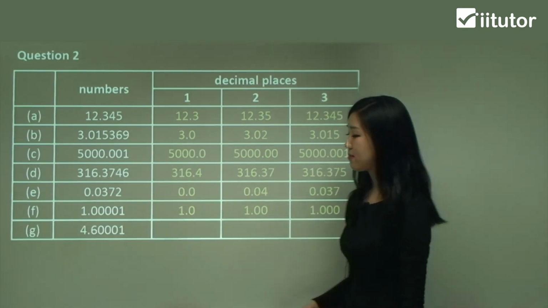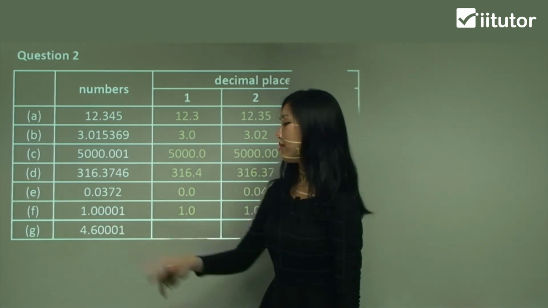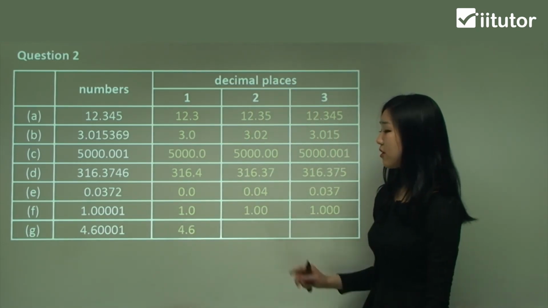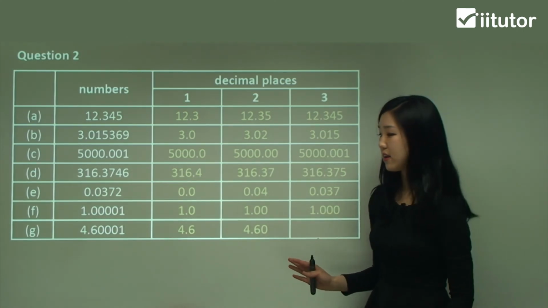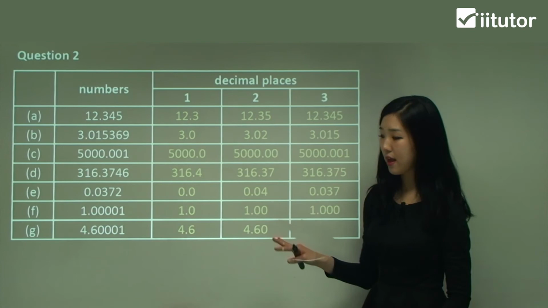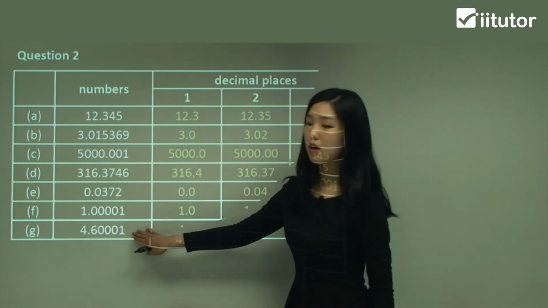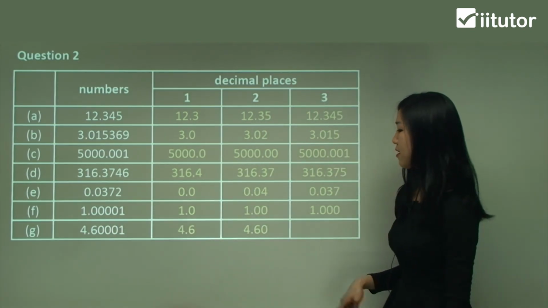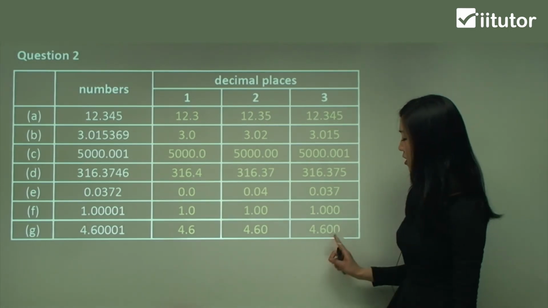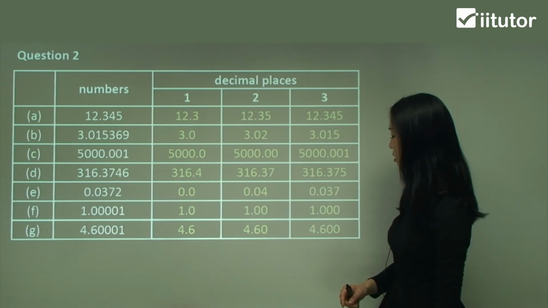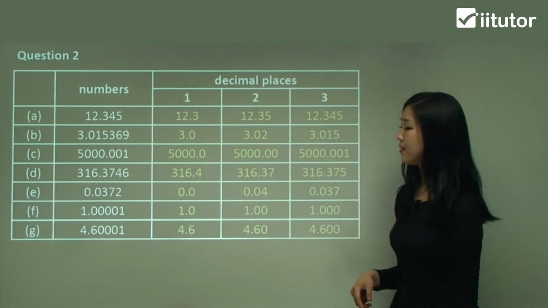G, 1 decimal place, just 1. It's just going to be 4.6. 2 decimal places, 4.60. And again, you don't really need to worry about rounding it up because all the numbers over here are less than 5. And then 3 decimal places, 4.600. Okay, so make sure you keep those zeros there if they want you to put it as 3 decimal places.